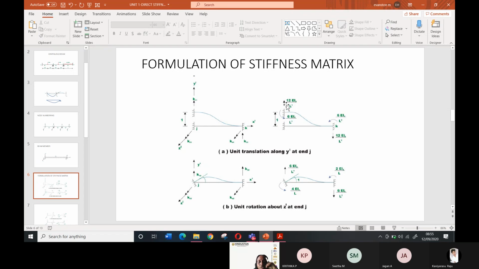What forces will it be subjected to? It will be subjected to a shear force and a bending moment. On the right hand also it will be subjected to a shear force and a bending moment. Similarly, when I apply a unit rotation, rotating the beam by 1 radian, the beam will also be subjected to forces. So what are the forces developed? At end A, the first node, it has a shear force of 6EI/L^2 and a moment of 4EI/L. At the other end it is 2EI/L and 6EI/L^2.